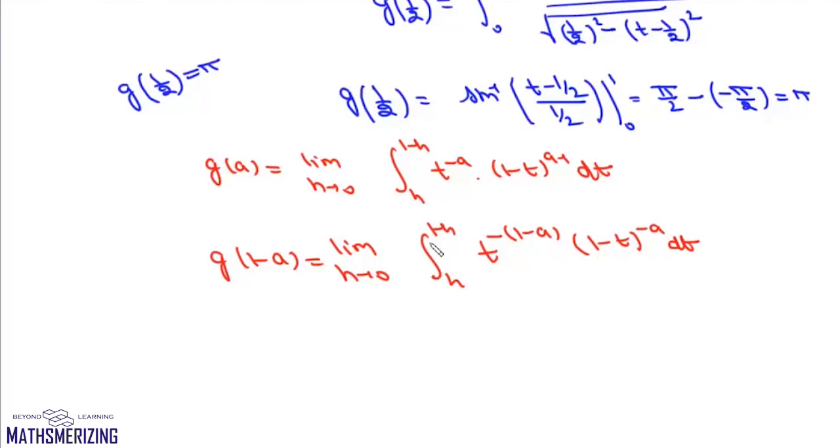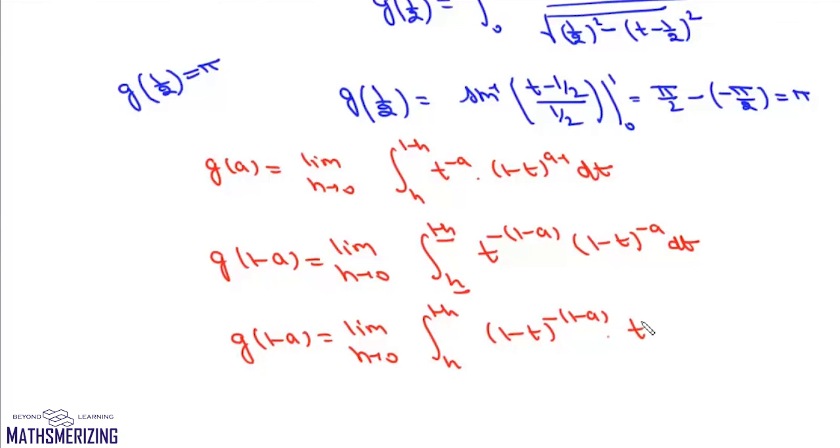And we know the property that integration of a to b fx dx is integration of a to b f a plus b minus x. Now in this case a plus b is 1. So we can write g 1 minus a as this limit h tends to 0, this integral from h to 1 minus h. Now we'll put t as 1 minus t, so it will be 1 minus t to the power minus 1 minus a, and here it is t to the power minus a dt. Now this is nothing but GA. So from here we can write GA is equal to G 1 minus a.